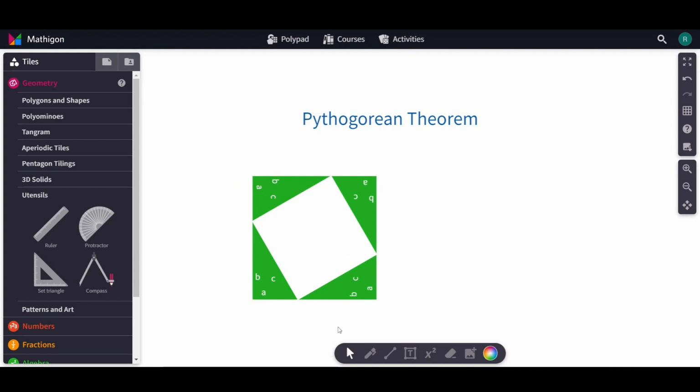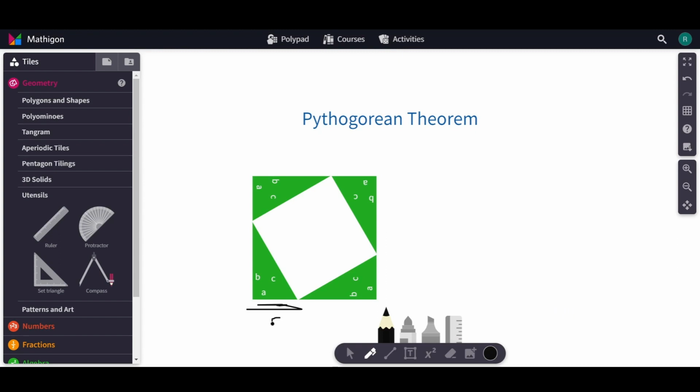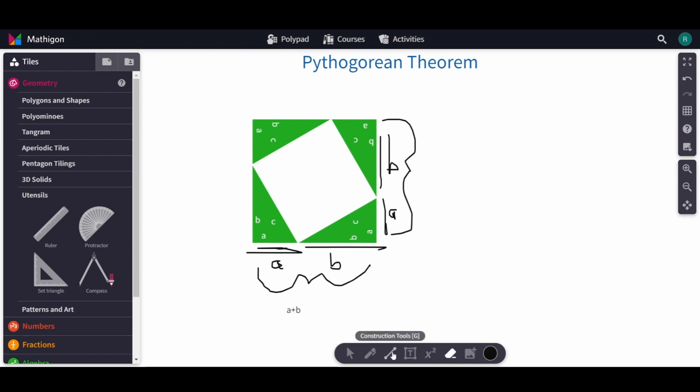We know that this side is A and this side is B. So the sum of them, the total of one side of this rectangle, will be A plus B. And now let's take a look at this side. We have again A and B. So it is going to be A plus B. Thus, we can say that our rectangle is actually a square.